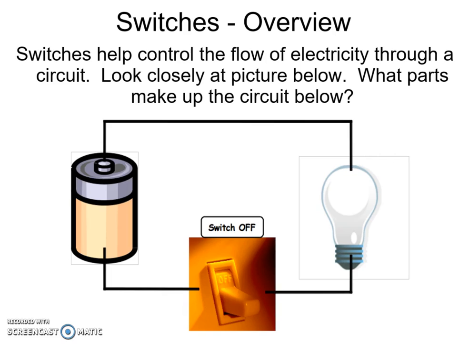So let's look at a visual. So switches, once again, help control the flow of electricity through a circuit. So let's look at this picture below. What parts do you notice make up the circuit? You need a power source, such as a battery. You need something that you're trying to make work. You want the electrons to flow to the light bulb to cut it on. And then you have a switch.